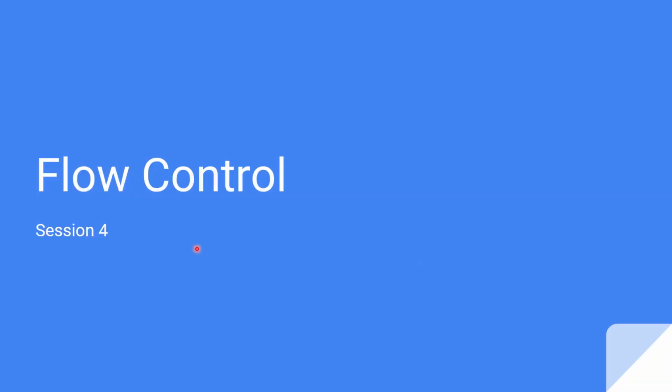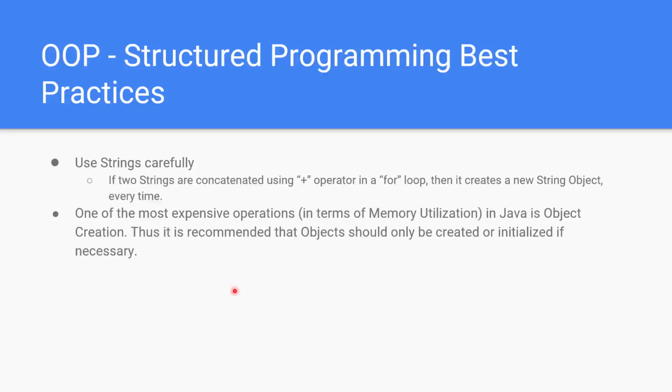We're currently going through session 4, which is flow control. And here in this video, we are going to discuss best practices, and we are going to go through some remaining items. Let's talk about some best practices when we are using our constructs.